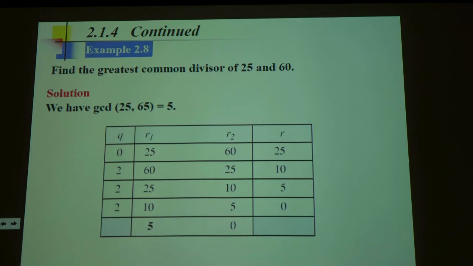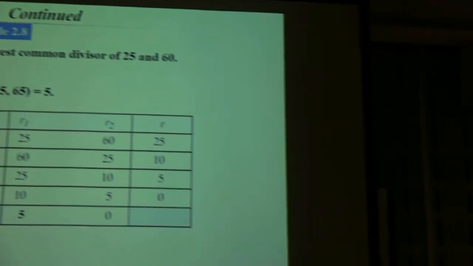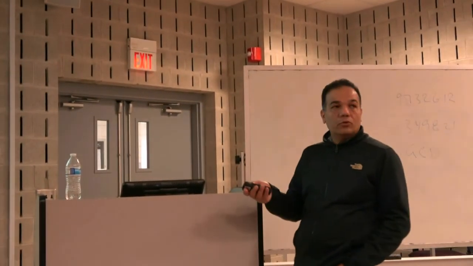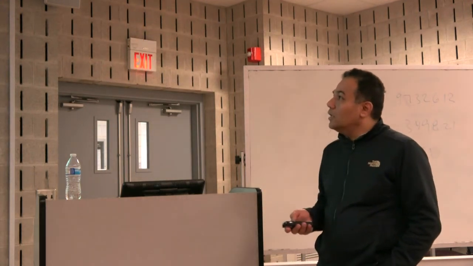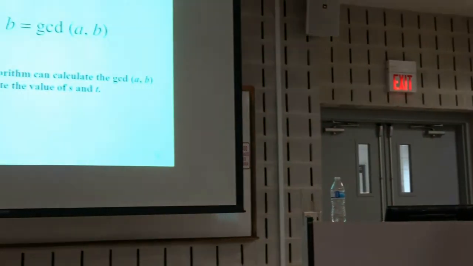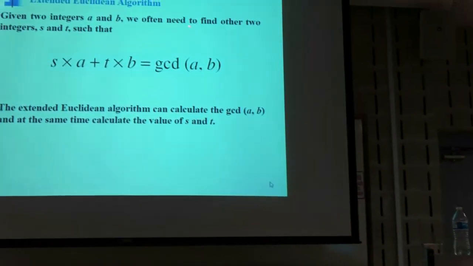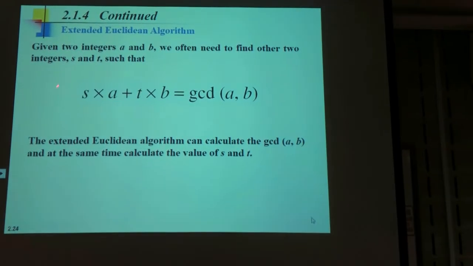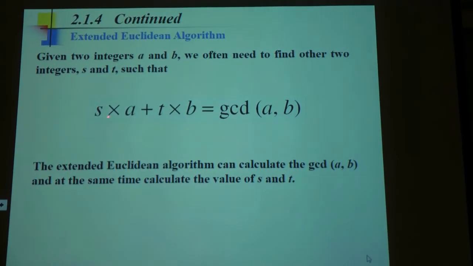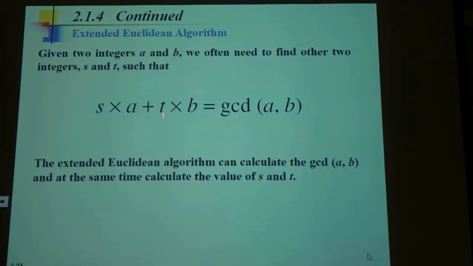So it's a very nice technique to calculate the greatest common divisor, which we're going to use later. Alright? It needs from you 5 lines of code to write, like C code. So let's go to the extended Euclidean algorithm. Given 2 integers A and B, we often need to find other 2 integers, S and T, such that S multiplied by A plus T multiplied by B will give you the greatest common divisor for A and B. So the target here is A and B.